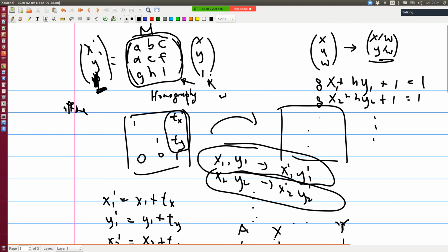So what should I do? I should go back to the original, more general definition here. So I can force this one to be 1. So in general, let's say this is W here.